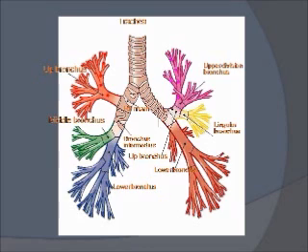Then we have a lower lobe bronchus. The lower lobe bronchus gives rise to 5 segments: apical segment or superior segment, and anterior, posterior, medial, lateral basal segment. So there are 5 segments in the right lower lobe.